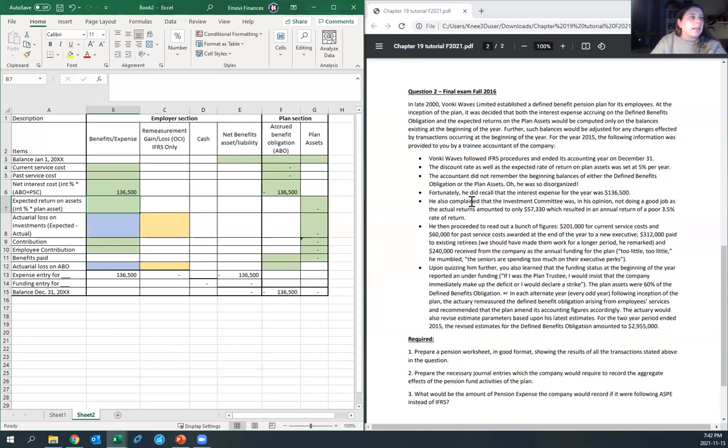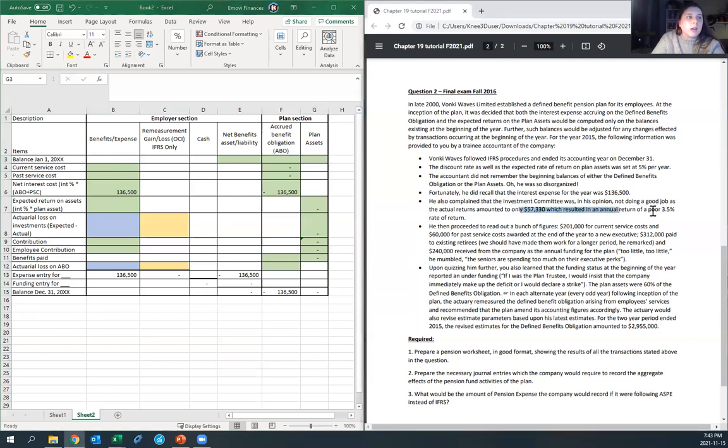He also complained that the investment committee was, in his opinion, not doing a good job, as the actual returns amounted to only $57,330, which resulted in an annual return of a poor 3.5% rate of return. So what that means here is that your actual return on your plan asset was $57,000, which is equal to 3.5% of your beginning balance of your plan asset.